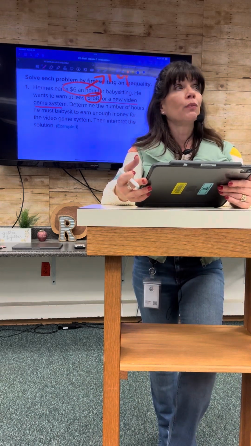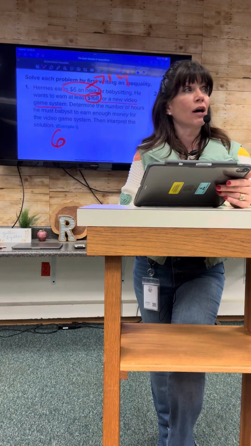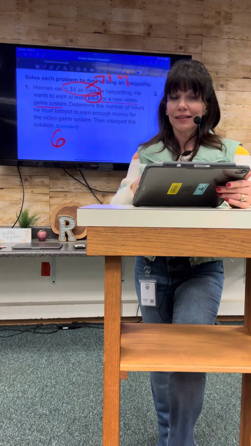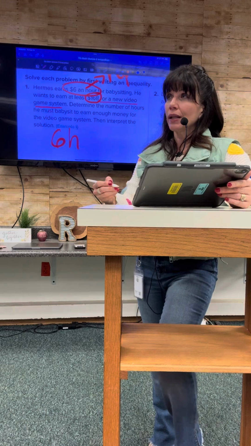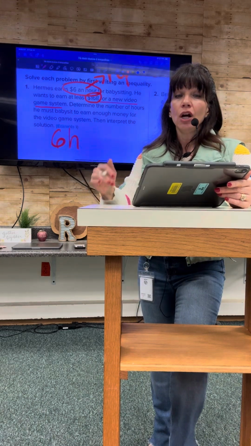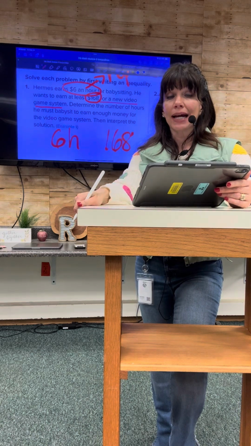begin? It would begin with the number 6. Excellent. And if we want H to represent hours, what would go beside the 6? H. And leave room for an inequality symbol, but don't write it yet. What is the end of this number story? 168. You are absolutely correct.